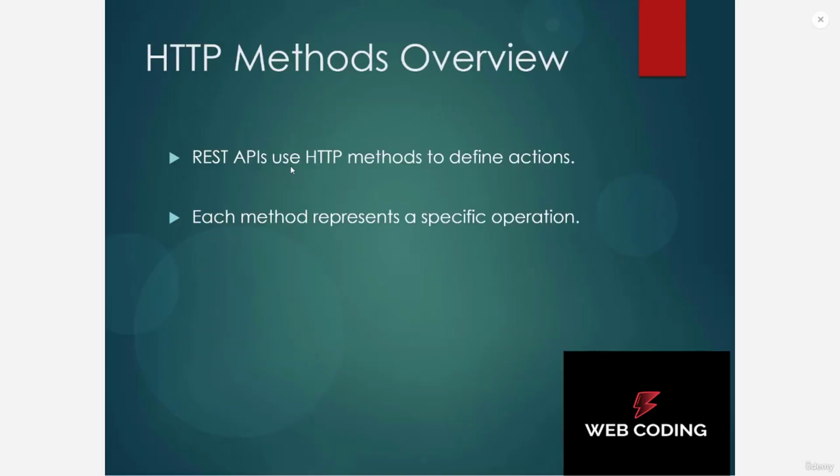Now we have the HTTP methods overview. REST APIs use HTTP methods to define actions, and each method represents a specific operation. We've already talked about those in the past minute: with every request, we need to send an HTTP method to specify what we're going to do with this request, whether we're getting data, sending data, updating data, and so on. These HTTP methods are used by our REST APIs to define the action that we're going to do with the request.